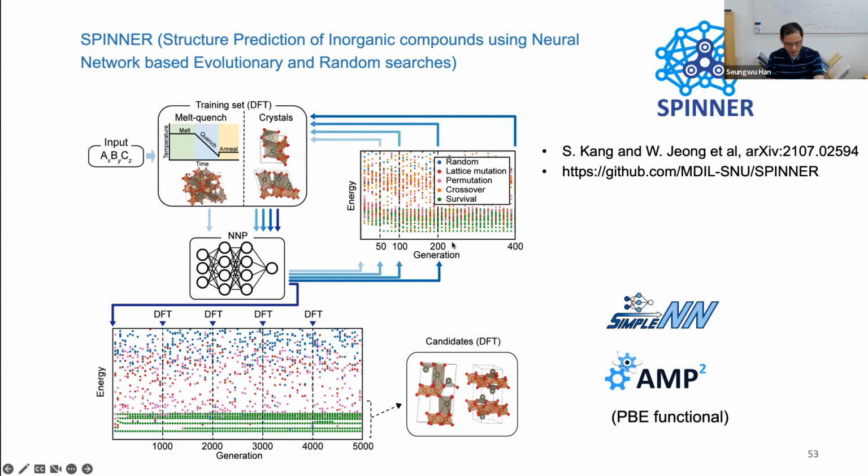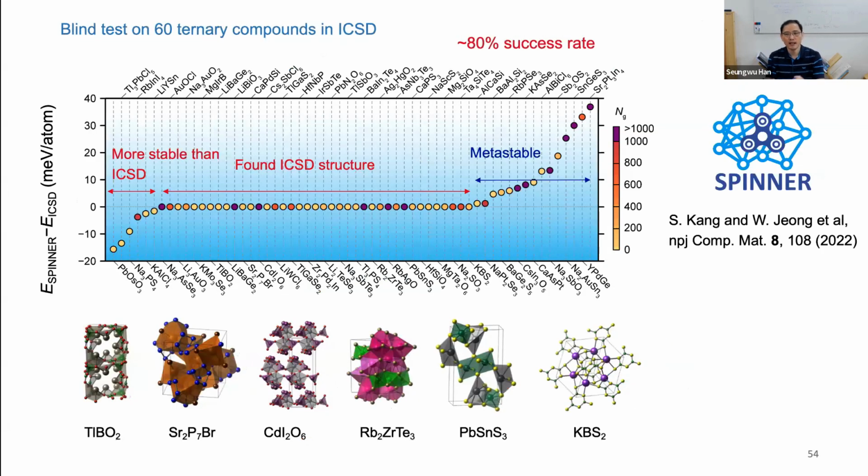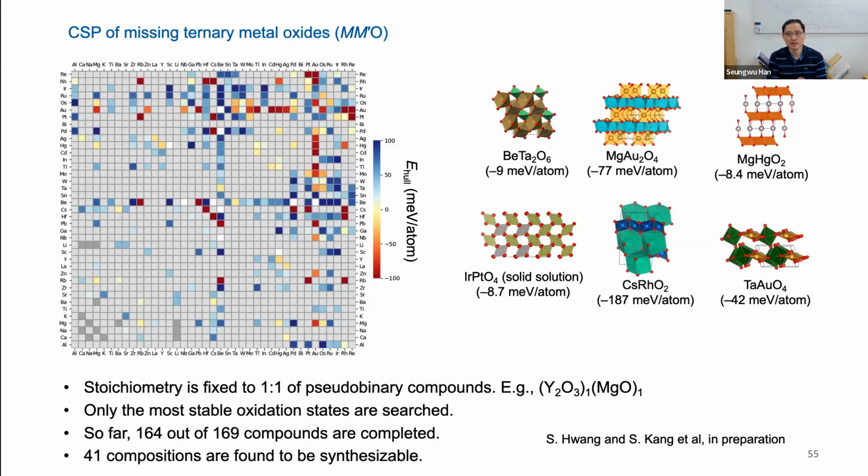I will not go into the details. With this package, we were able to deal with quite complicated ternary structures as well, with almost 80% success rate. This is a blind test, so we do not know the crystal structure in the beginning. The structures that we end up with agree with the experiment 80% of the time. So what we can do is try to find new materials.